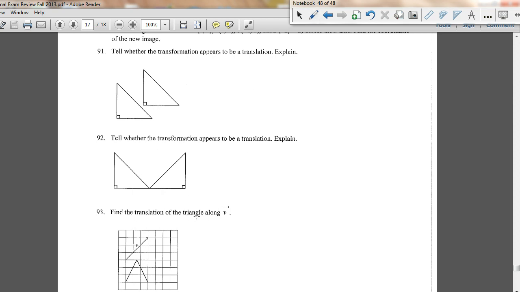Find the translation of the triangle along the vector v. So you haven't had to do very many of these, but you can just count and see that this moves 1, 2, 3 squares diagonally. So we do the same thing. 1, 2, 3, and put the point. 1, 2, 3, put the point. The same thing here. It's kind of hard because it's in the middle, but 1, 2, 3, right there. Connect them. Okay? This is a symbol that you could use for translations.